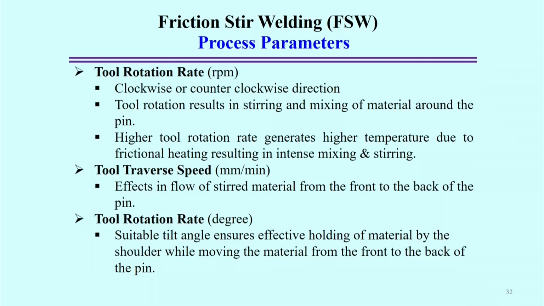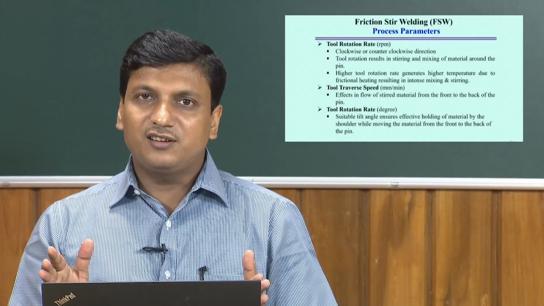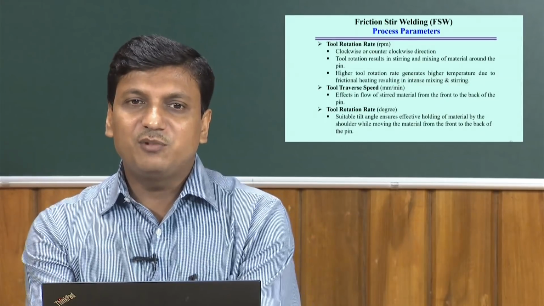And the second parameter is the tool transfer speed. Normally we can also call it the welding speed. This speed is very small as compared to the tool rotational speed. So, providing the tool rotational speed and welding speed creates the joining between the two materials, and depending on that, the length of the weld joint can be decided.